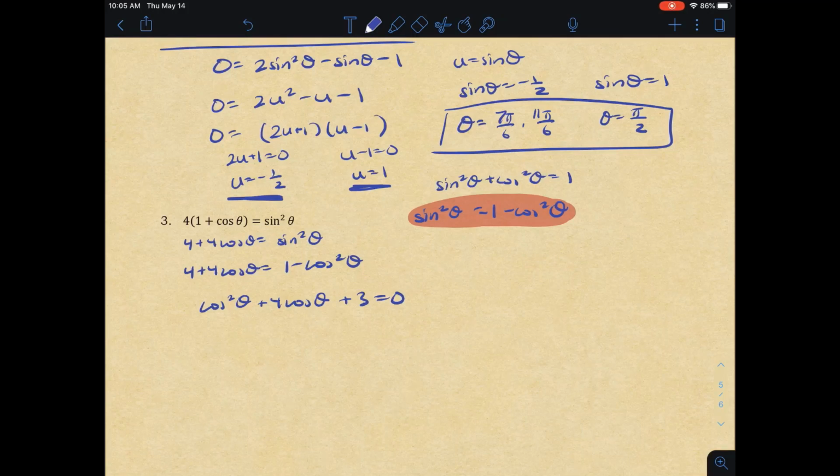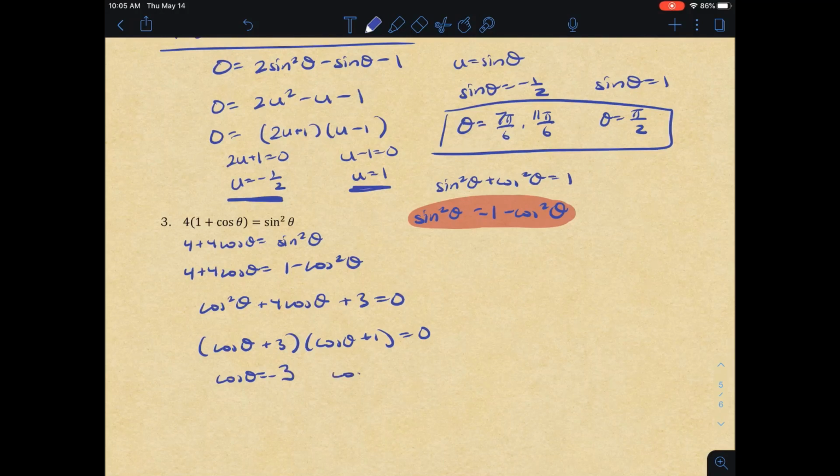Now from here, I'm going to actually just factor this without making a u substitution. You can keep making the u substitution if you like. But I know if I factor this, I'll get something like this. And then from there, I'll get cosine of theta equals -3. And then cosine of theta equals -1.